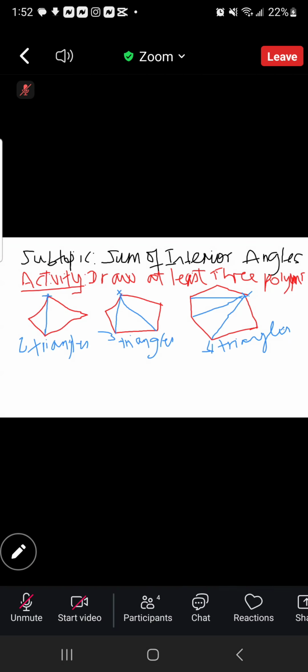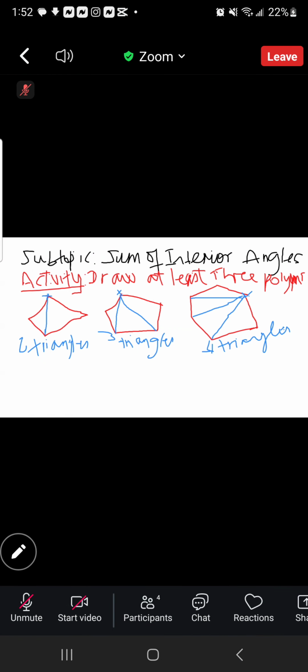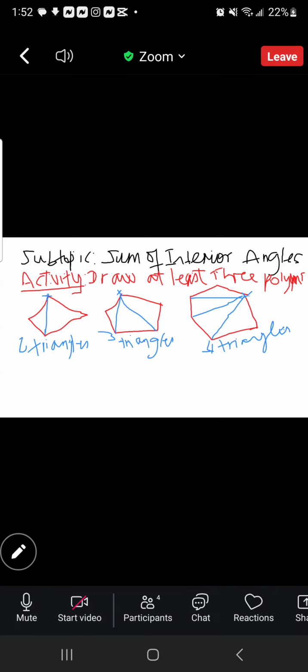I wonder if you see any pattern. Do you see any pattern? Yes, miss. We go by 1 triangle every time. What is going up by 1? Each triangle, miss. Like the first one, you have 2 triangles, the next one has 3, the next one has 4. All right, very good.